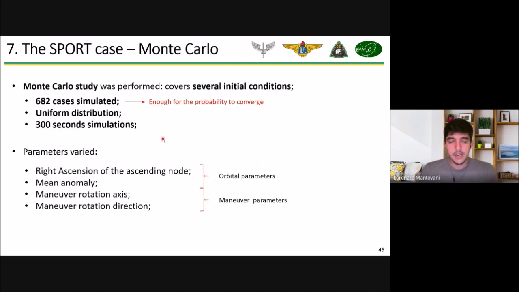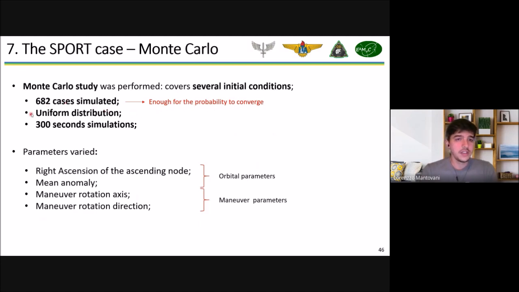But okay, the main objective of this study was to see if those booms would impact the satellite's ability to complete those maneuvers. But just 6 simulated maneuvers we considered not to be enough. Then we decided to go for a Monte Carlo study where we covered several initial conditions. We simulated 682 cases. It's not much when we talk about a Monte Carlo study, but our multi-body model is really time consuming, so it took us several days to run these cases using a cluster. But nevertheless, it was enough for the probability to converge, and this is important here.